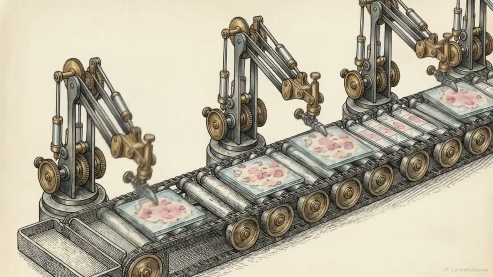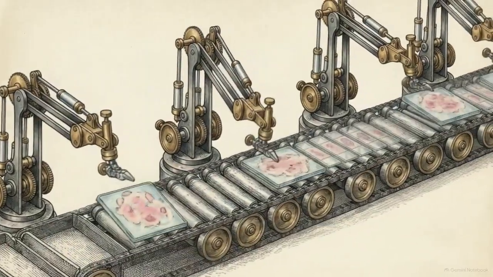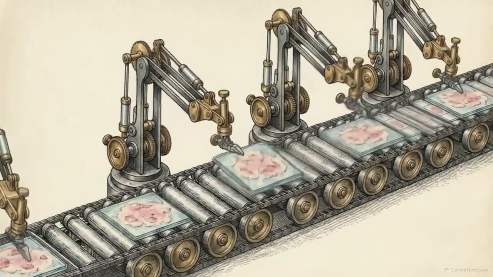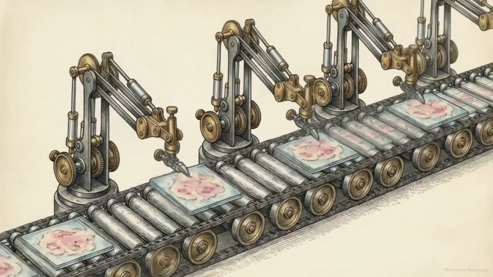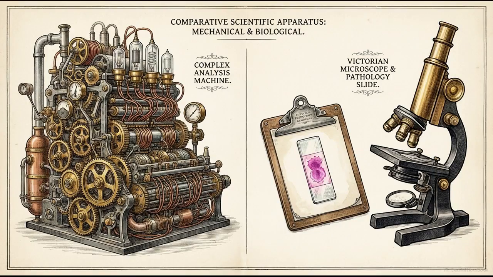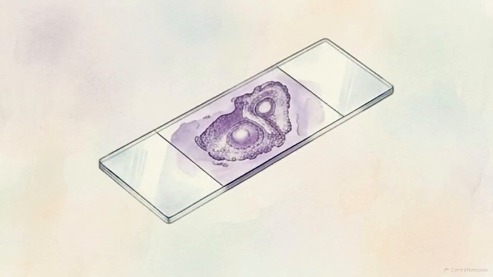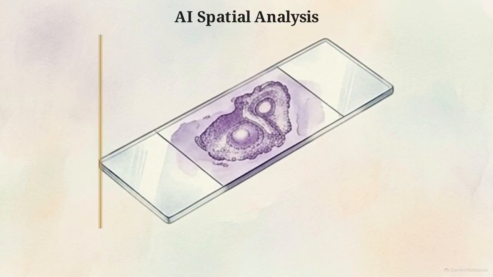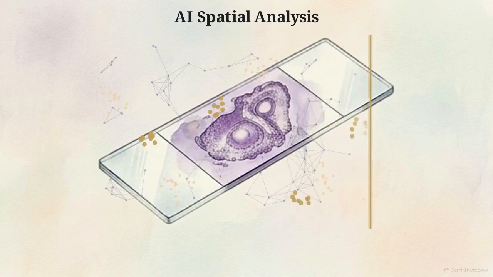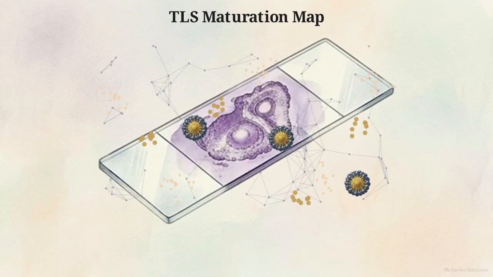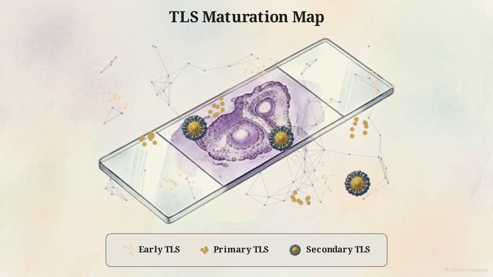Translating these complex spatial biology insights into routine clinical workflows requires moving past expensive and highly technical, low-throughput laboratory techniques. While spatial transcriptomics provides high-resolution genomic mapping of tumor tissue, the technology remains expensive and technically complex for routine use in hospitals. To bridge this gap, researchers trained an artificial intelligence model to extract maturation data using standard H&E stained tissue slides.